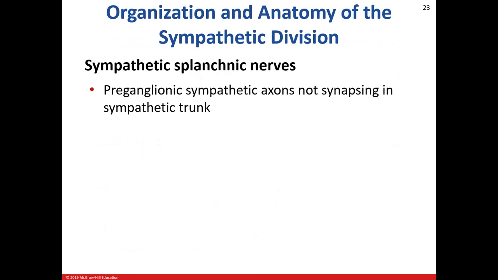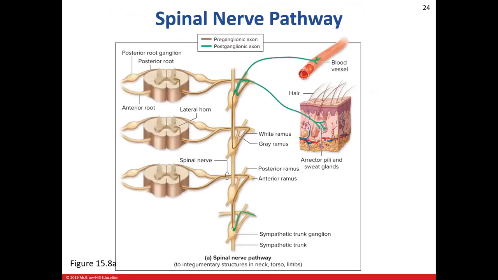So in one of those options, we have what we call a splanchnic nerve. And so a splanchnic nerve is a preganglionic sympathetic axon that does not synapse in the sympathetic trunk. So it basically represents that third option on the previous slide, where the preganglionic axon, instead of synapsing within the sympathetic trunk ganglia that are right next to the spinal cord, is going to exit the chain without synapsing and will then synapse in a ganglia that happens to be very close to the target organ. So these are the three options.